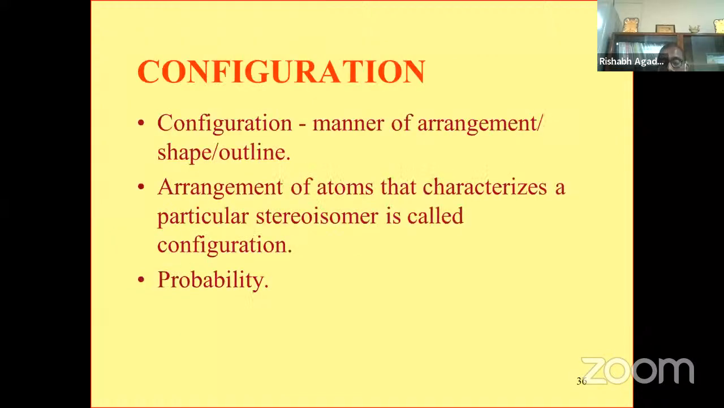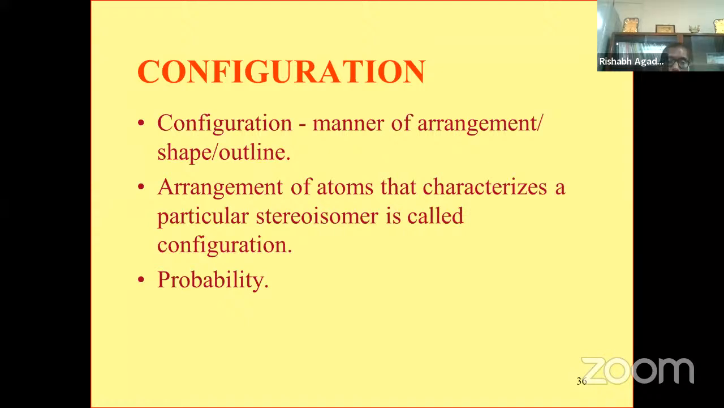Now what is configuration? Configuration is the manner of arrangement, shape, or outline. An arrangement of atoms that characterizes a particular stereoisomer is called configuration. Probability: what is the probability? Suppose we toss a coin, only two outcomes are there, either head or tail will come.